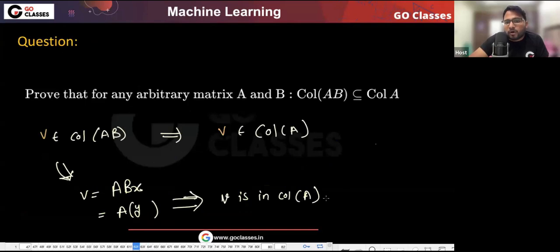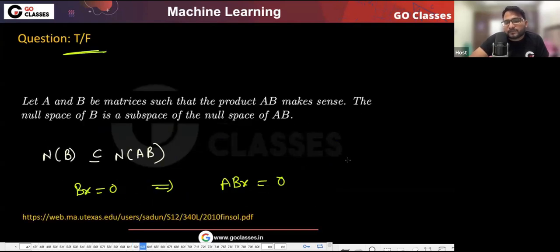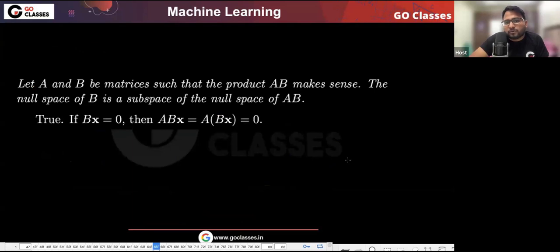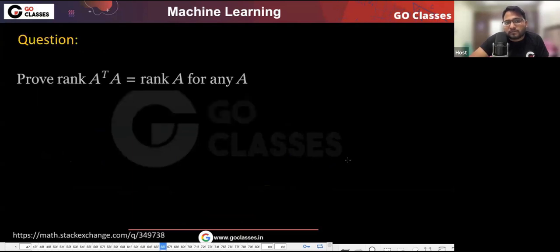So you know that the column space has this particular property and the null space has this property. We will come to the conclusions in just a minute. Okay, let's see this question. They're saying: prove that the rank of A transpose A and the rank of A are equal.